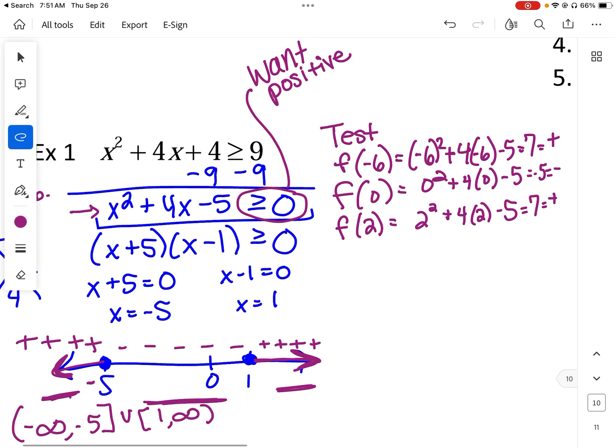So if we were to write that as an inequality, we would say x is going to be less than or equal to -5, and x is going to be greater than or equal to 1. So those are your inequalities.